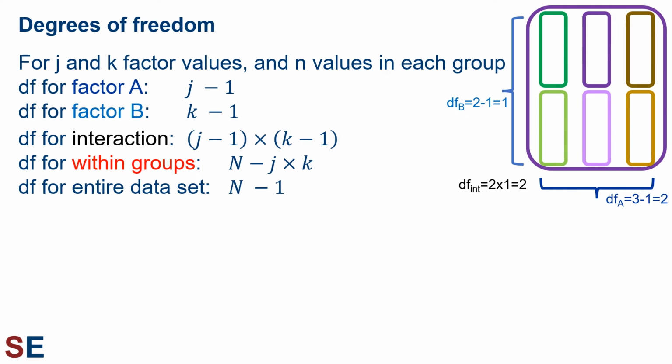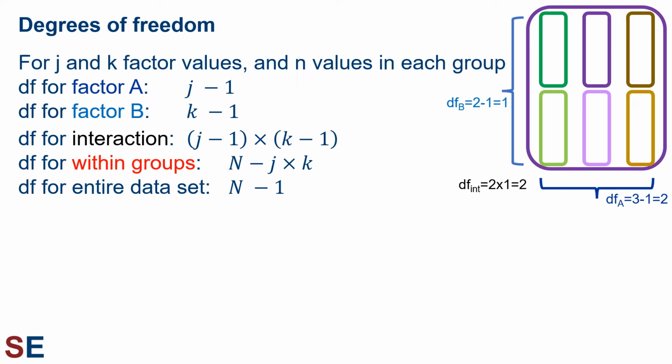We also need to determine the degrees of freedom values. For j different values of factor A, and k different values of factor B, and n values in each of the groups, we use the following equations. The degrees of freedom for factor A is the j different values for A minus 1. The degrees of freedom for factor B is the k different values of B minus 1.